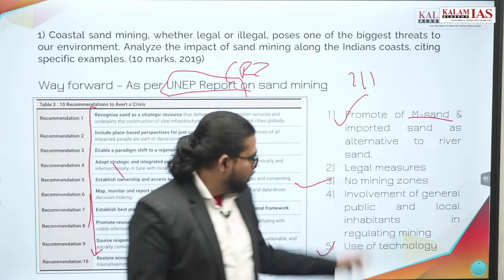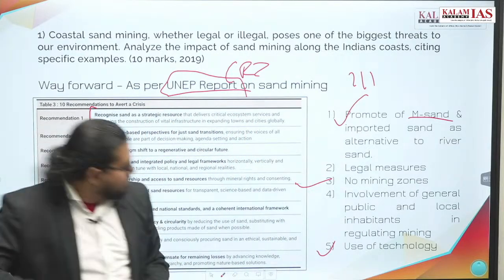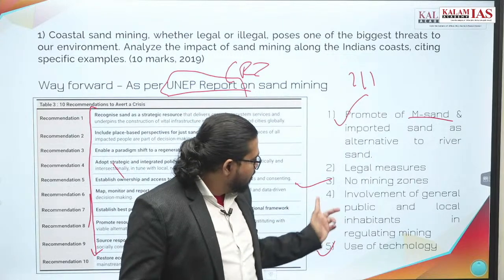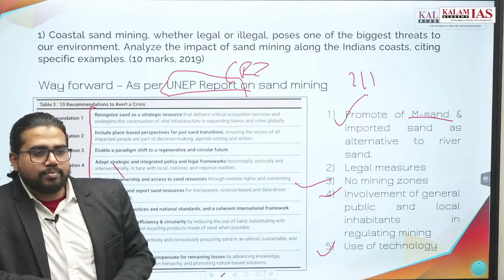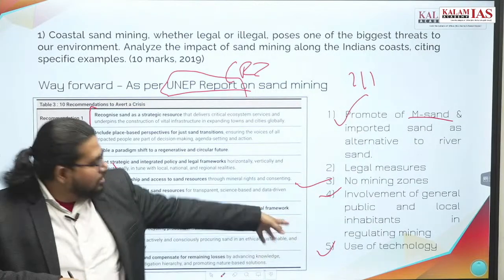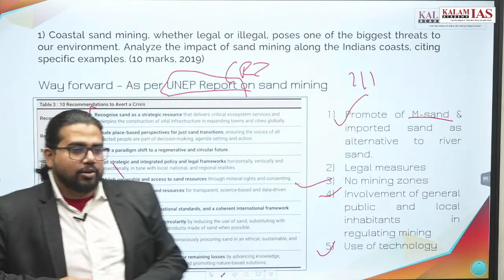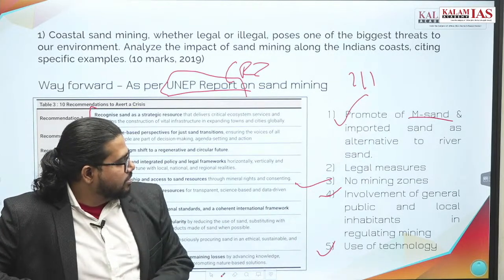Use of technology, how does it help? Surveillance, mapping, all these. What else? Involving the general public in mitigation efforts. Like, if the riverbed is already destroyed and some mitigation program is going on, then a community program is much better. You can cite some examples regarding it.